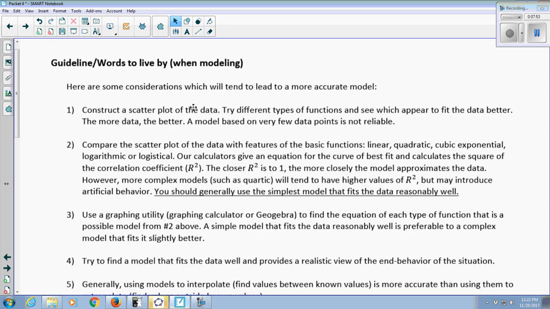Okay, however, the linear model is also about 0.96, and it's a simpler model. It's got the same r squared value, so we might choose the linear model.